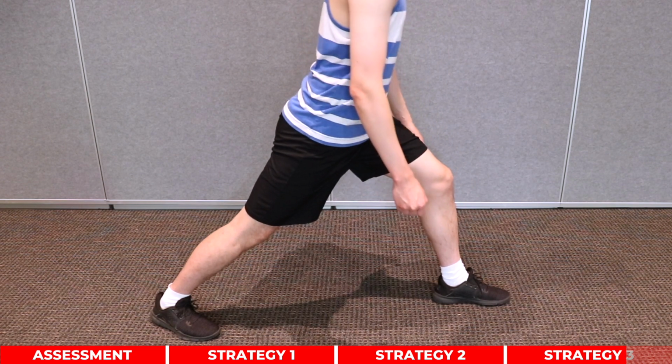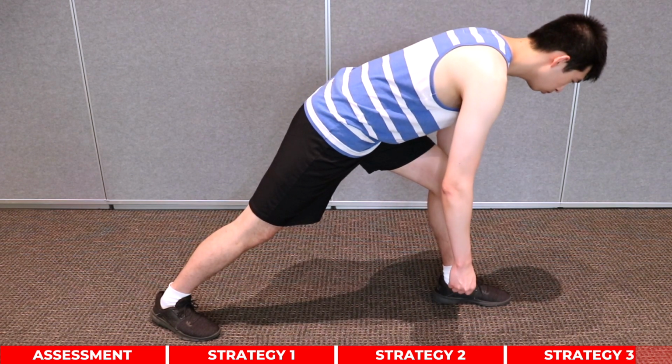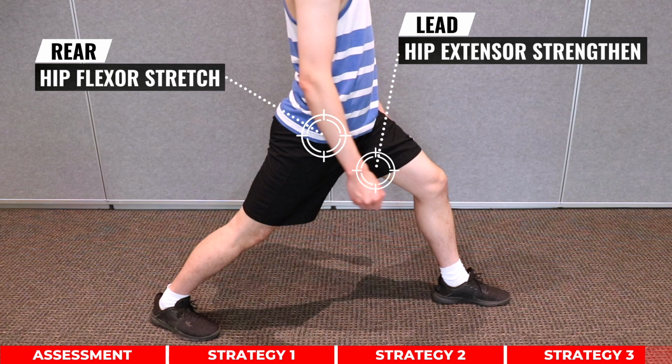This is one of my go-to exercises. Not only does it make the hip extensors of your lead leg much stronger, but it also dynamically stretches the hip flexors of your rear leg. So essentially, this exercise targets 2 of the 4 muscles that can cause anterior pelvic tilt and lower back pain.